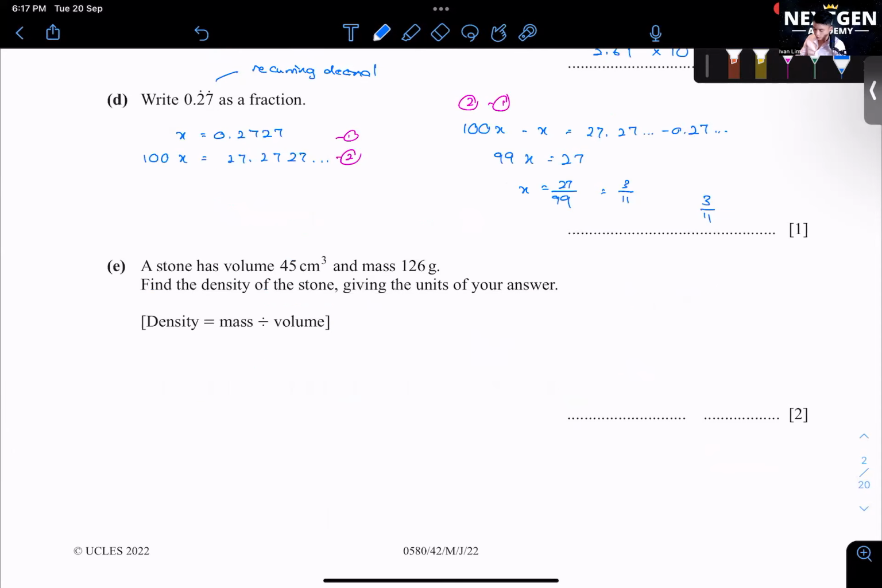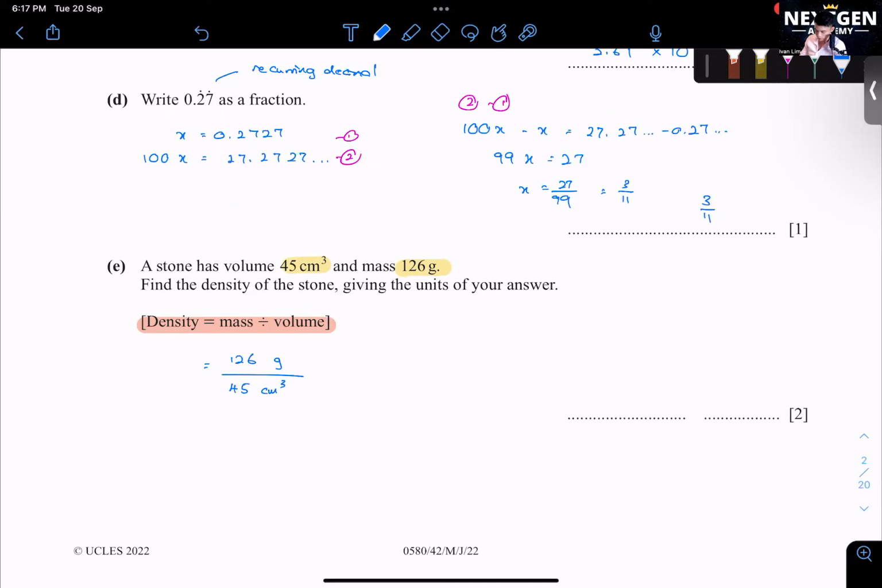Question E, a stone has volume 45 cm cubed and mass 126 gram. Find the density of the stone. Give the units in your answer. So you see they give you the formula here. Density is mass divided by volume. So density, mass is 126 gram per 45 cm cubed.